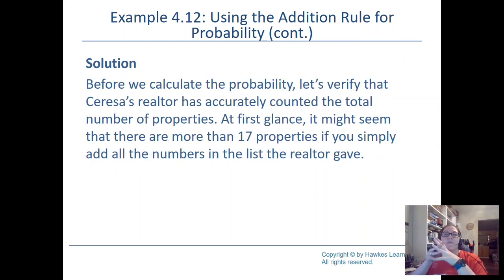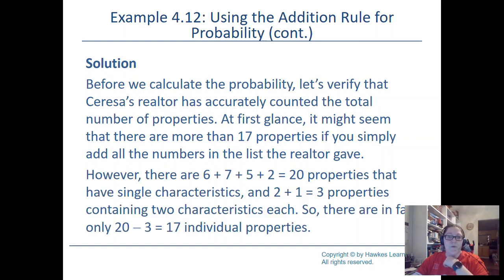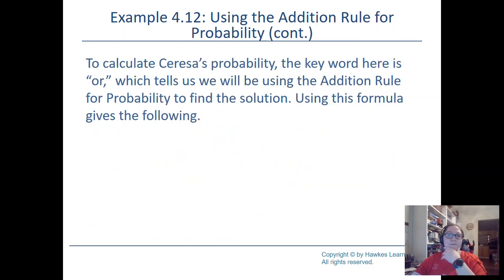So before we calculate the probability, let's verify that Circe's realtor has an accurate count on the total number of properties. Again, we saw that at first glance it seems there are more than 17, but there really are not. When you start adding them up, that's why it says there's 20. But you have to remember that a couple of properties had multiple counts. There were 2 that shared some characteristics and 1 that shared other characteristics. So, in fact, there are actually 17: 20 minus that 3 gives us those 17 if you take away the ones being double counted.